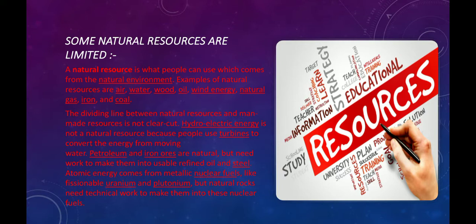Hydroelectricity is not a natural resource, but people use turbines to convert the energy from moving water. Petroleum and iron ores are natural but need work to make them into usable refined oils and steels. Atomic energy comes from metallic nuclear fuels like fissionable uranium and plutonium. But natural rocks need technical work to make them into these nuclear fuels.